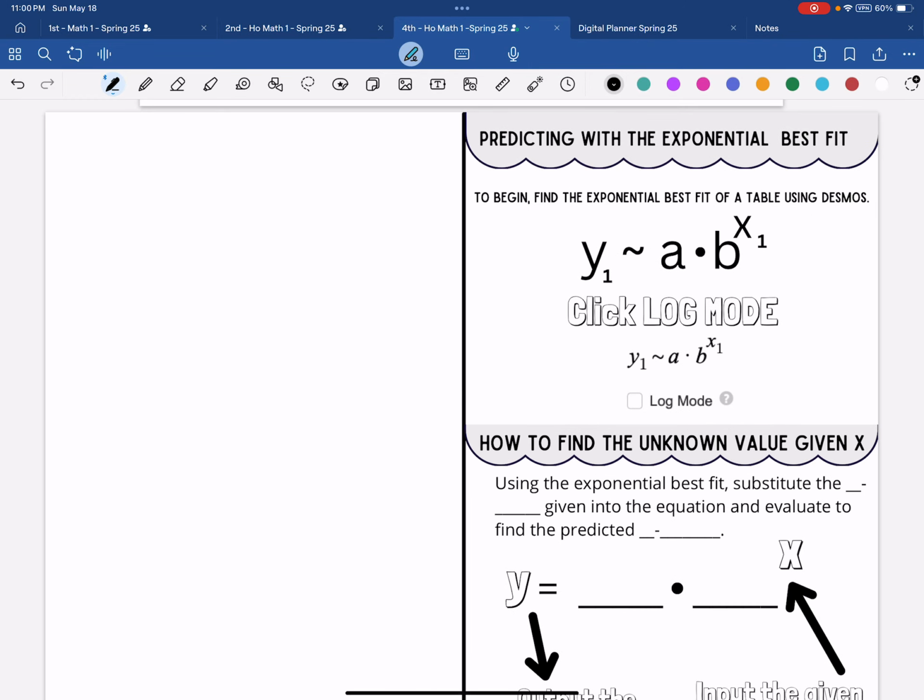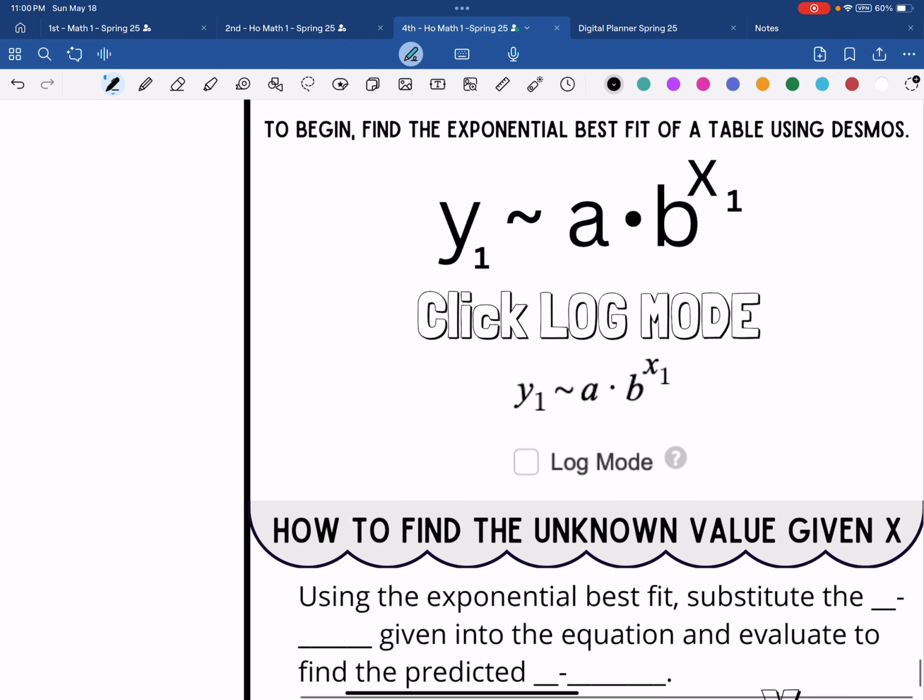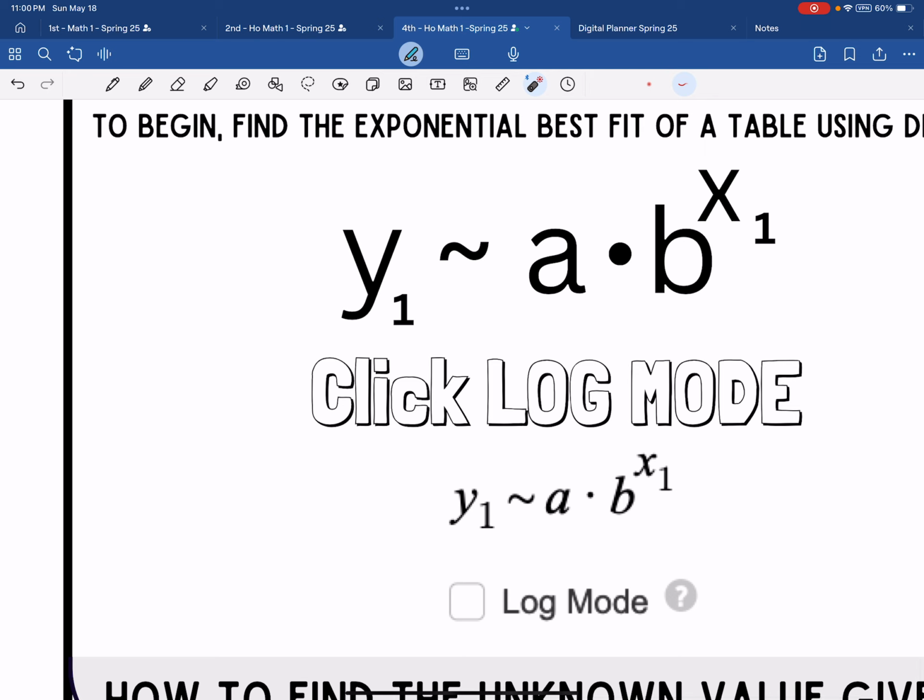All right, in this video, we're going to be talking about predicting with an exponential best fit model. So we've done predicting with a linear best fit model, but now we're going to do it with exponential. Just like when we did linear, remember we did y1 squiggle mx1 plus b. We're going to do the same thing. It's still going to be y equals a times b raised to x. The only difference is the y is going to become a y1, the equal is going to become a squiggle, and the x up top is going to be an x1.